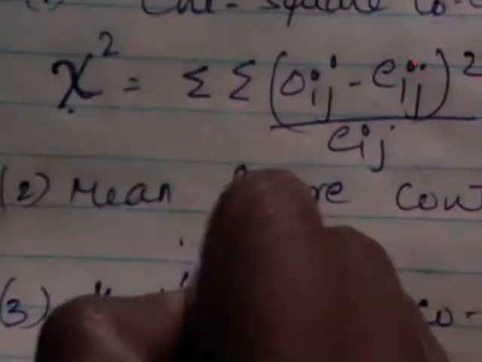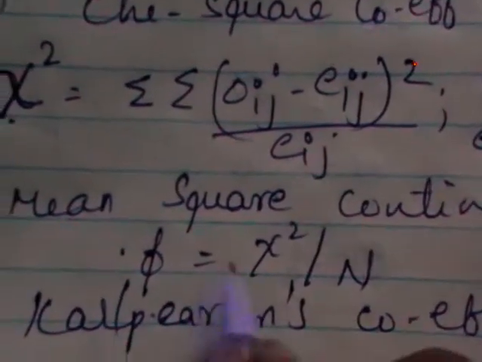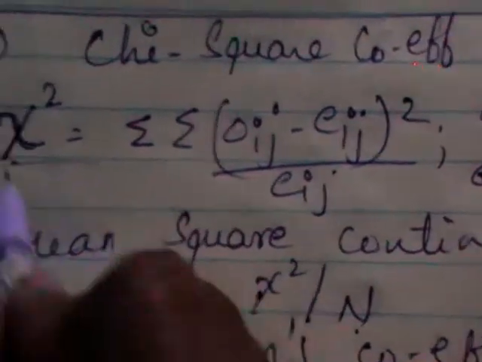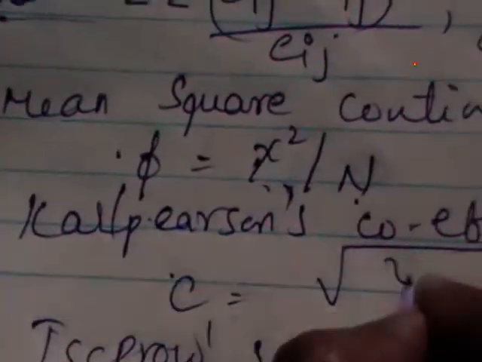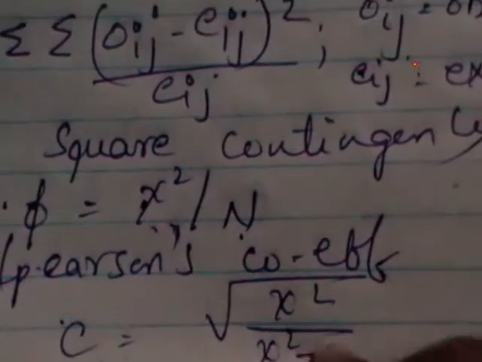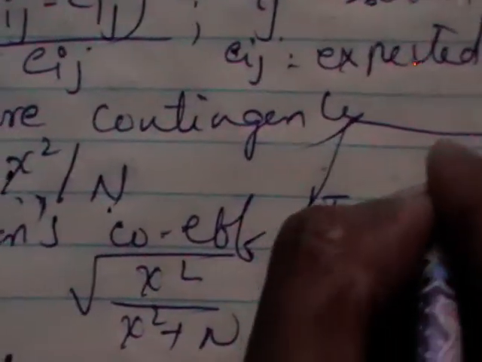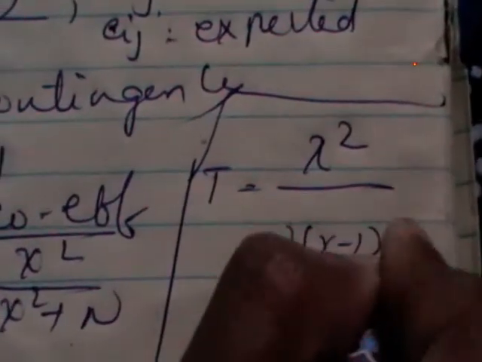Mean square contingency we indicate with phi, which is nothing but chi-square by n, as mean is nothing but the sum of the observations by the number of observations. On averaging chi-square, you will get mean square contingency. Karl Pearson's is nothing but the square root of chi-square by chi-square plus n. Chuprov's we write with T is equal to chi-square by n into r minus 1 into s minus 1.